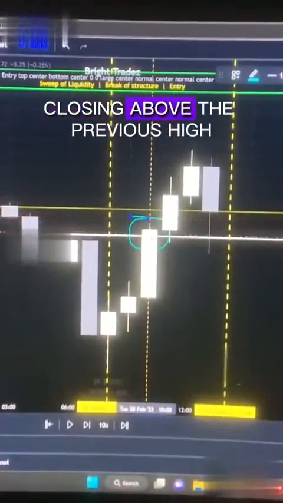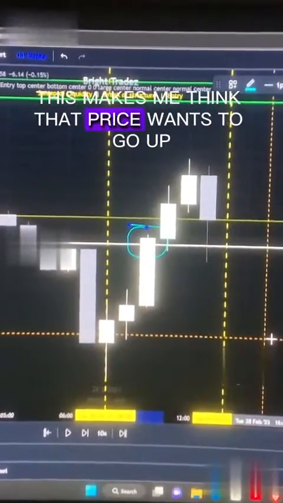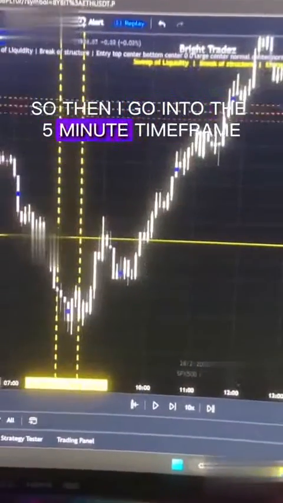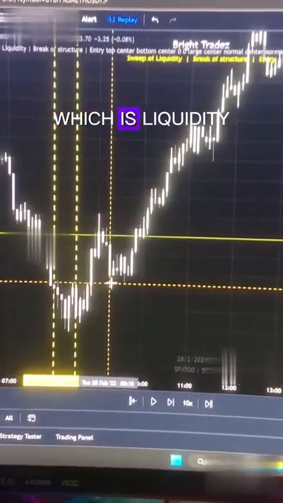First, I went on a 1-hour time frame and noticed there was a breaking structure to the upside, which is basically this candle closing above the previous high. This makes me think that price wants to go up. So then I go into the 5-minute time frame and mark out previous lows, which is liquidity, which I want price to go to.